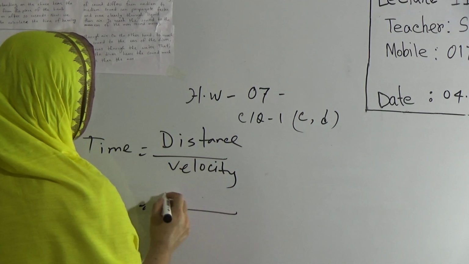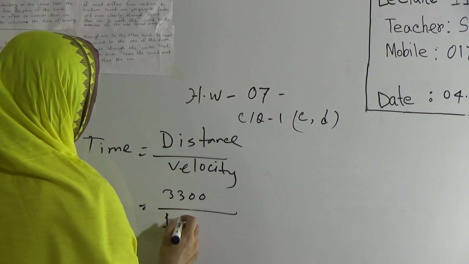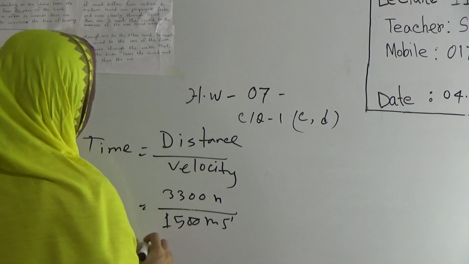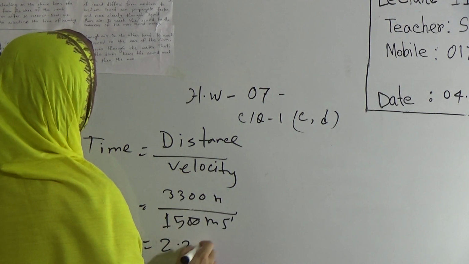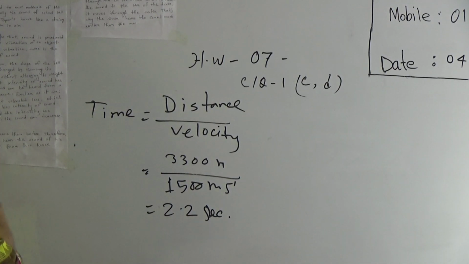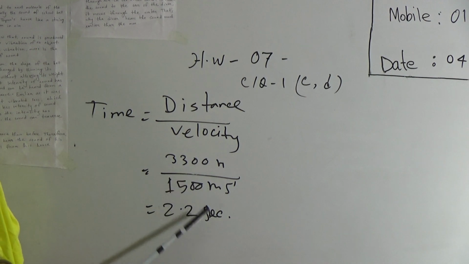Here, given distance is 330 meters and velocity is 1500 meters per second. So it will be 2.2 seconds. The diver will hear the sound from the place of the bomb explosion after 2.2 seconds. So it is clear that the diver will hear the sound first.